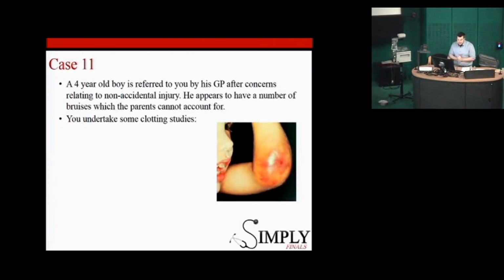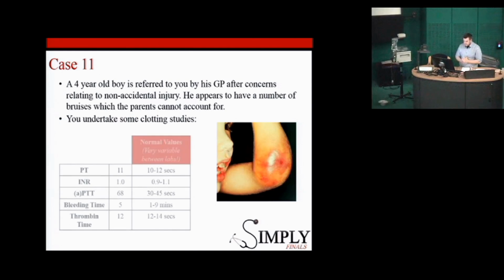Fine, so let's go through some cases and see how much of that sunk in. So a 4-year-old boy is referred to you by his GP after concerns relating to non-accidental injury. He appears to have a number of bruises which his parents cannot account for. Like a good paediatrician, you undertake some clotting studies and you find the following. So what's the main abnormality here?